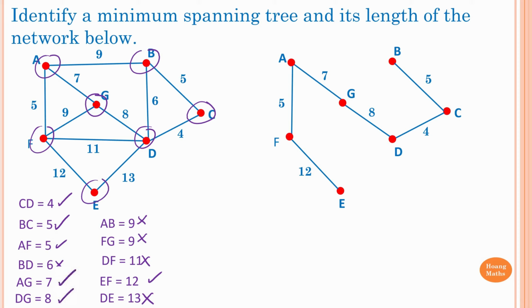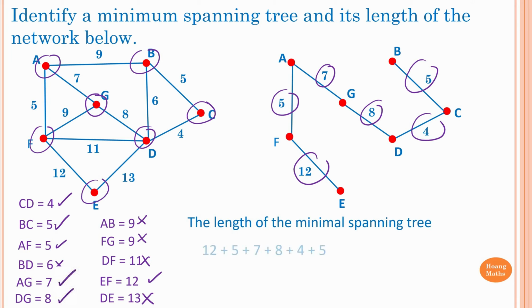To find the length of the minimum spanning tree, we just add all these weightings together. That will give me the length of the minimum spanning tree. So we just add them up. So 12 plus 5 plus 7 plus 8 plus 4 and plus 5. So that gives me 41 units.